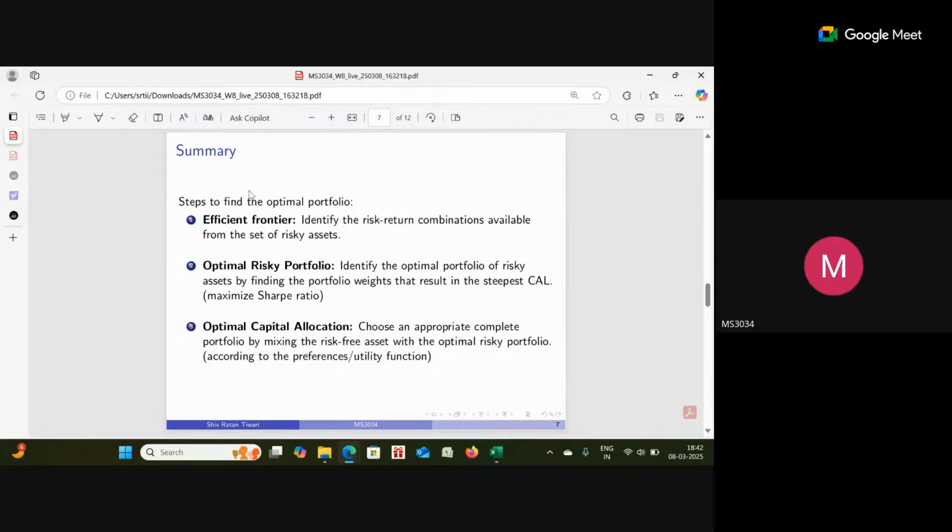That means the point at which your indifference curve is tangent to this capital allocation line, which is the steepest, combining the risk-free asset and the optimal risky portfolio. So these are the three main steps which we follow to find the optimal portfolio. Is that clear to you?